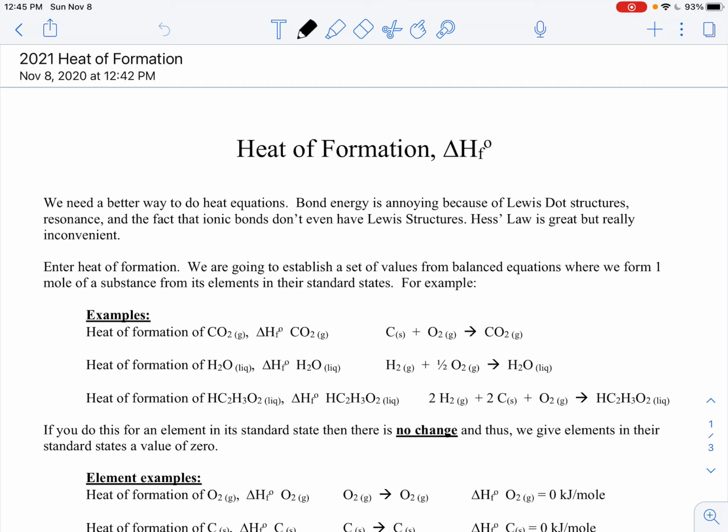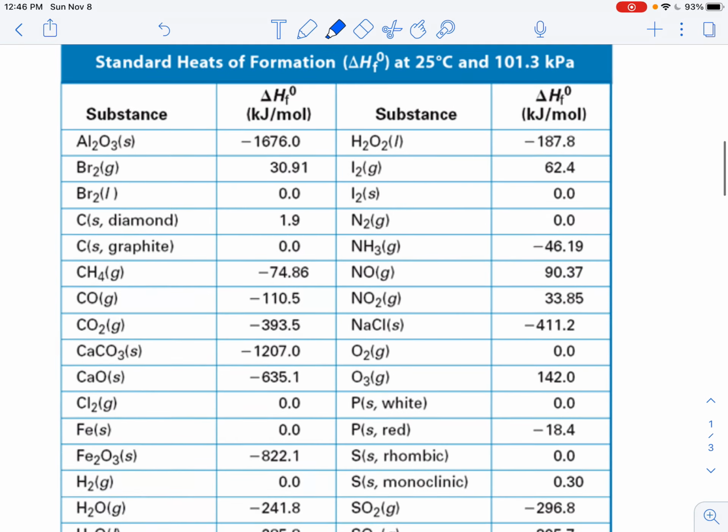Well, what are you going to do? Well, we developed this process here called heat of formation. So what is it? Heat of formation, first of all, has a very specific definition that you need to make sure that you know. Heat of formation is when you form 1 mole of a substance from its elements in their standard states. You are forming 1 mole of a substance. You must form it from its elements, and those elements must be in their standard states.